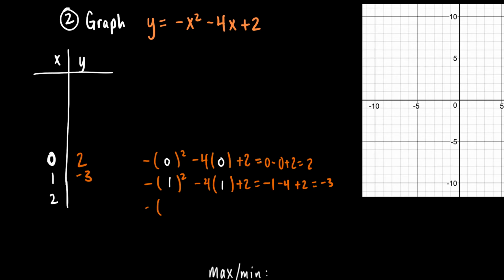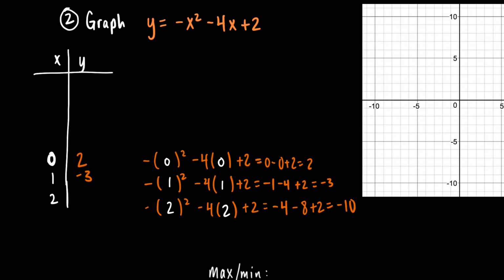So we've got -2 squared minus 4 times 2 plus 2. So that's going to be -4. You do 2 squared is 4, and then you multiply by -1. And then that's going to be minus 4 times 2, which is 8, and then plus 2. So that's going to be -4 minus 8 plus 2, which is -10.